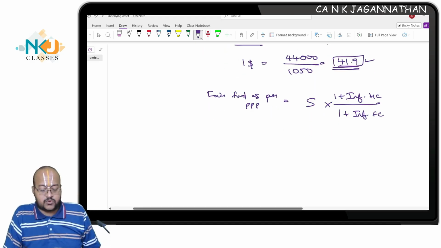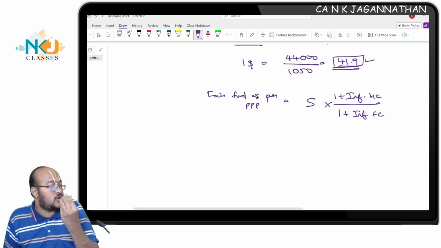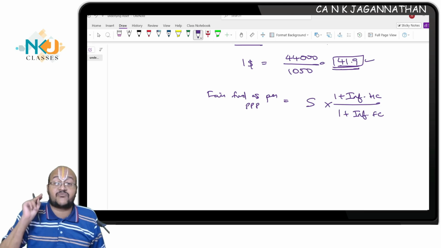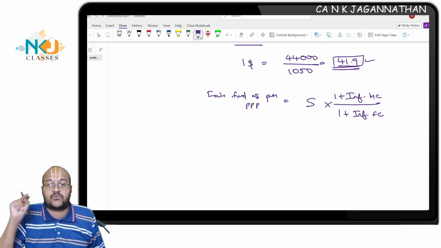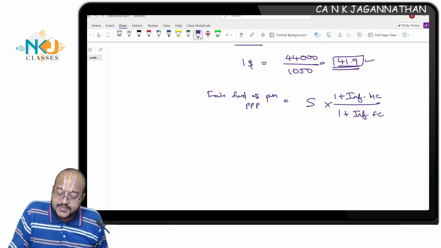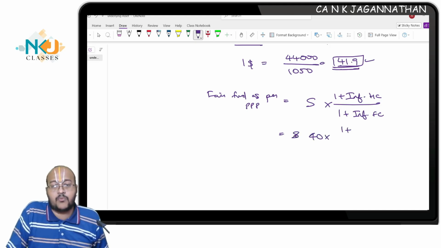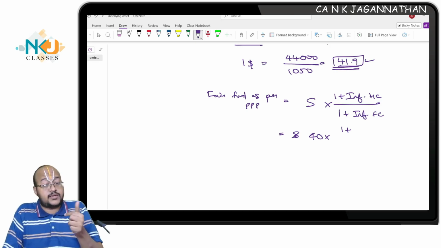Are you all understanding? Now the quotation for the dollar is given in India, so this is a direct quote. Foreign currency quotation is given for the dollar. $1 is equal to 40, or $1 is equal to 41.9. All these quotations are in India, so this is nothing but a direct quote. So what we will consider is spot, which is 40, into 1 plus inflation of home currency. What is the home currency for you? In some books, some faculty use the inflation of the foreign currency, and for that they will use a name called base currency.